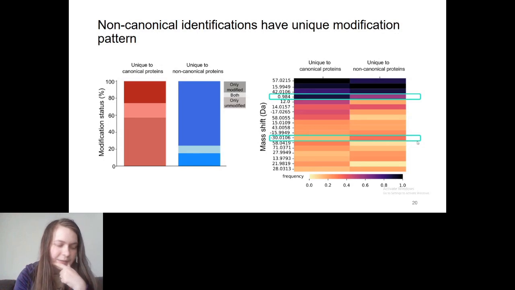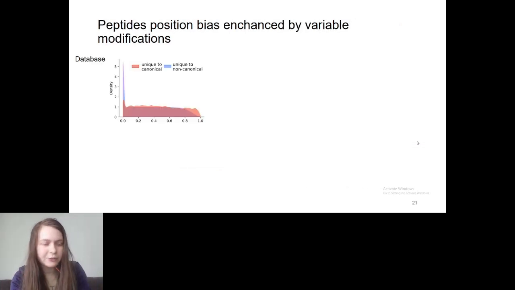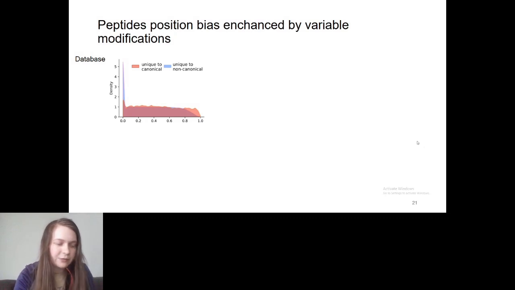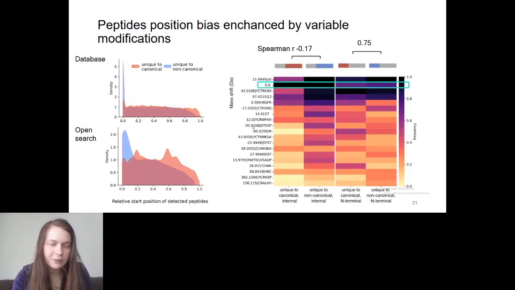So we wondered, can the modification frequency influence what peptides we observe in our data? Non-canonical proteins are shorter, so the probability to detect N-terminal peptides is higher than for canonical proteins. But their relative abundance in open search is 10% higher than expected. So we investigated them more closely, and it revealed that N-terminal peptides do tend to be modified more often than internal peptides, helping their detection in open search.